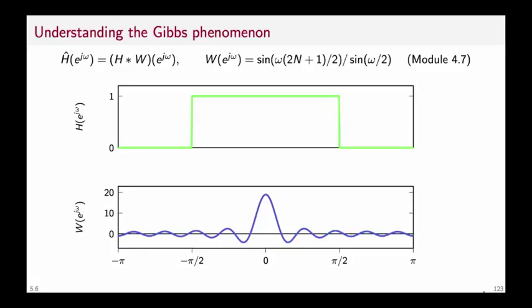The Fourier transform of the indicator function we have seen many times before. We have computed it for the first time in module 4.7, and it is actually the Fourier transform of a zero-centered moving average filter. So its formula is here, and it's sine of omega (2n plus 1) over 2 divided by sine of omega over 2.